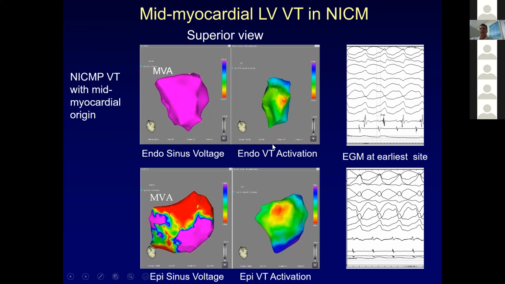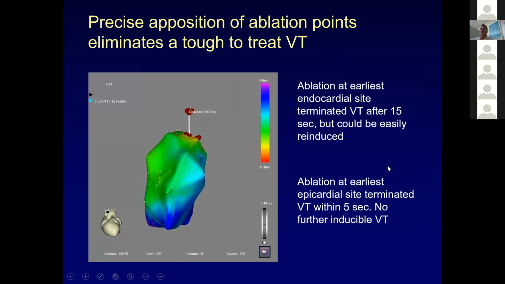That's the focal breakthrough of a mid-myocardial arrhythmia. There's normal voltage on the endocardium and some scarring present on the epicardium. And with RF, at the earliest sites, it would slow and terminate, but required ablation on the other side. And the question then becomes, and this really made me wonder, and Dr. Wilbur certainly pushed us in this direction, to begin to consider imaging.